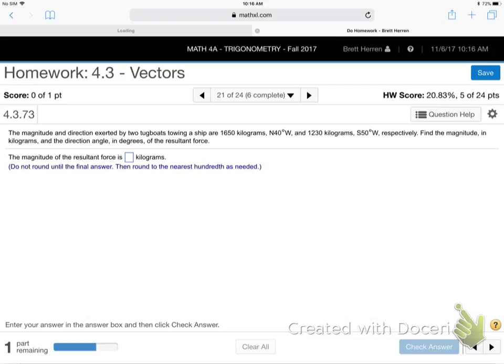Yeah, they do if you click the help button. Notice they do a sine cosine kind of method for the angle. You can do that, but I don't think that's easier than the tangent thing. So they do a different method. Anyway, all right, here we go.